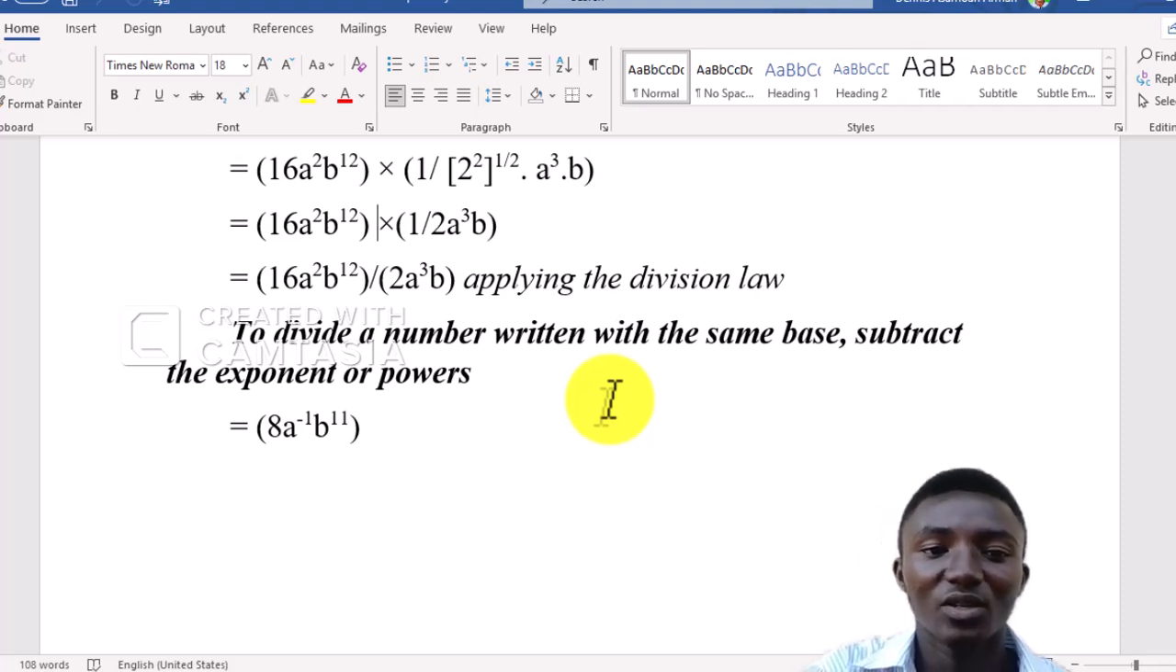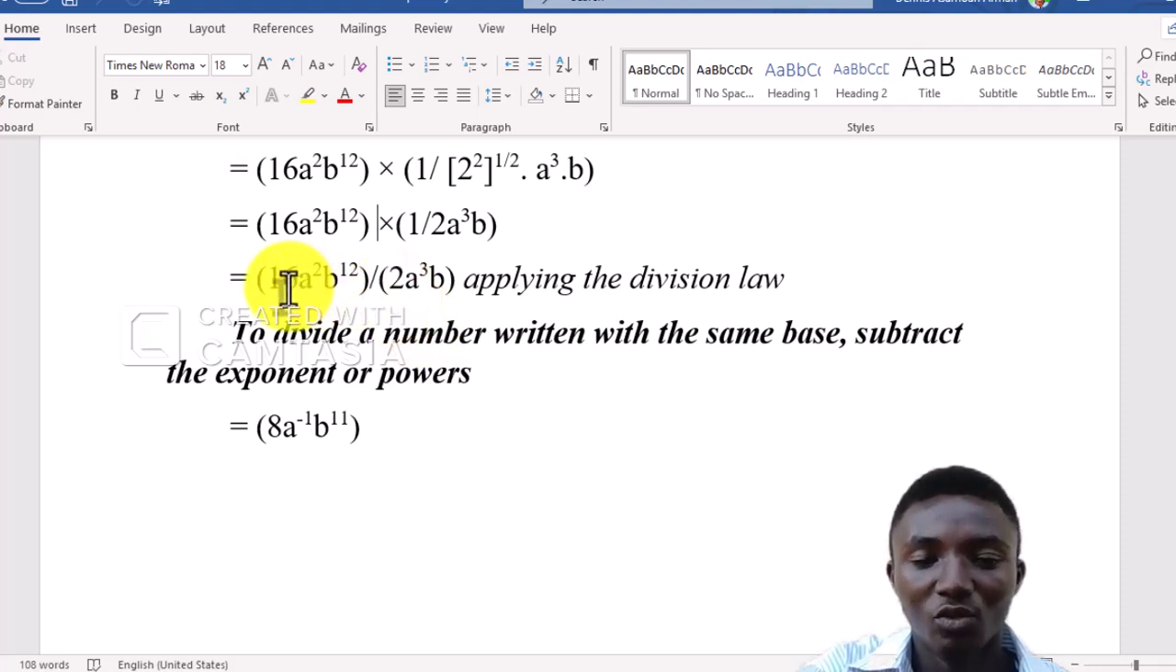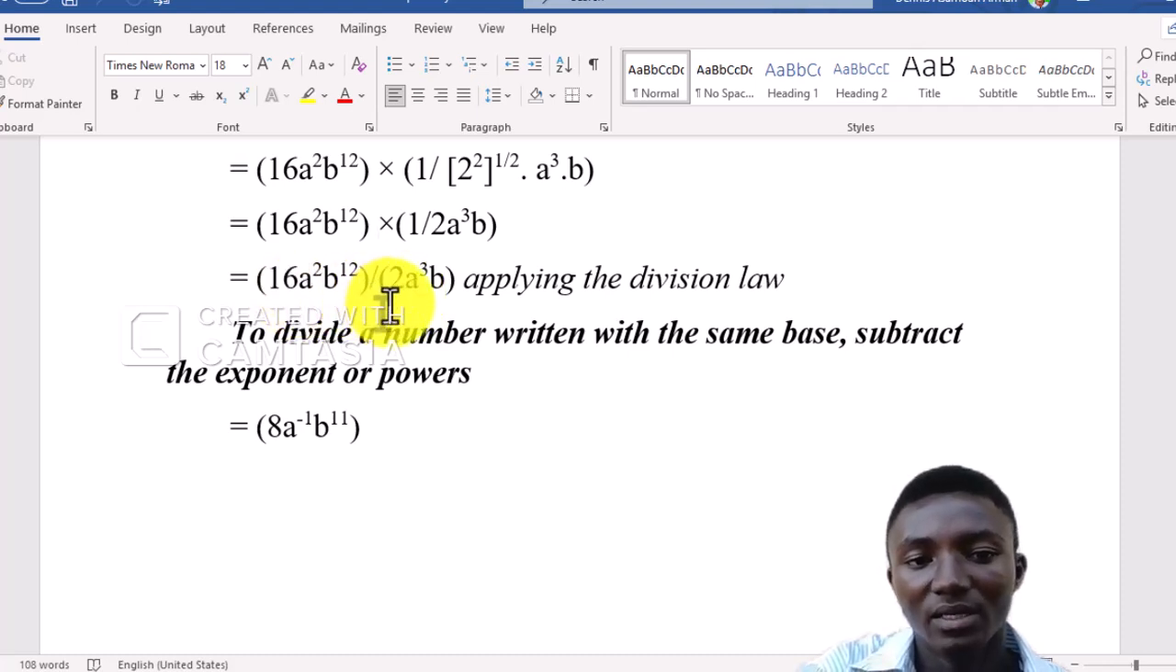That's the division rule. So since we have this, what you need to do is look at the system. We have 2, just compare them before you do that computation. So we have 16 and 2. How many times can 2 go into 16? Yes, you get 8.